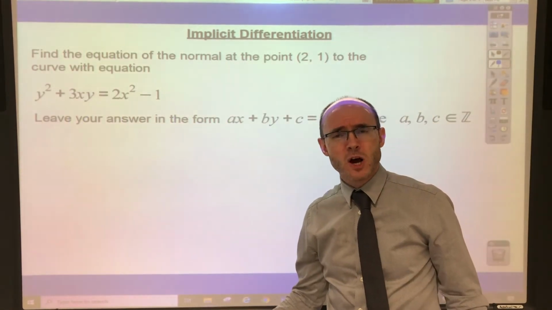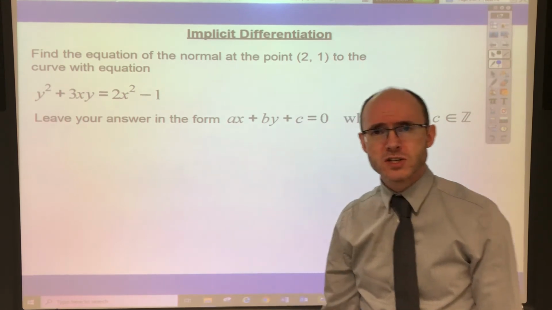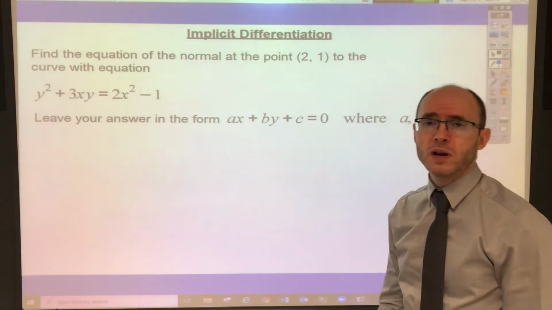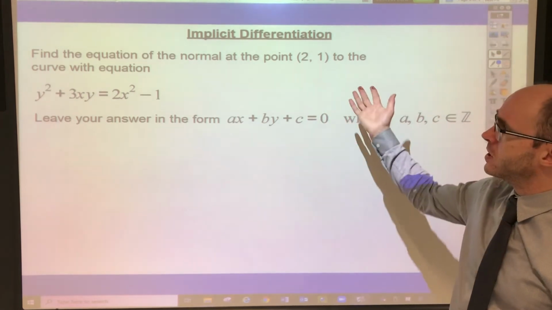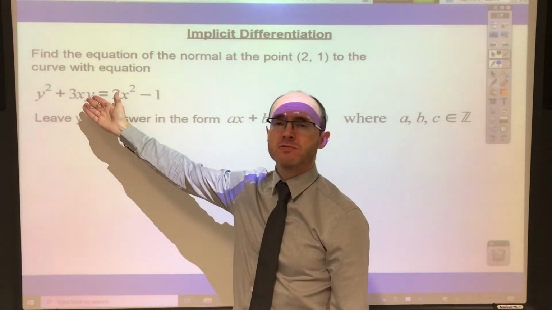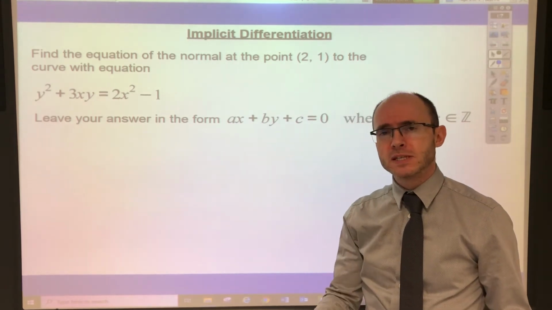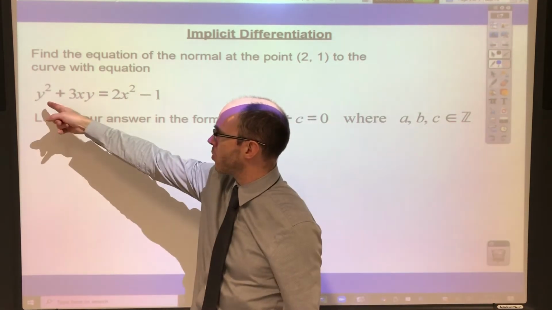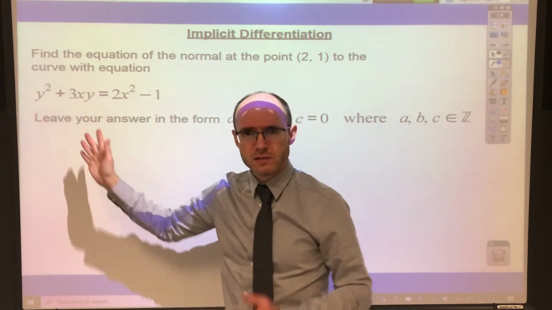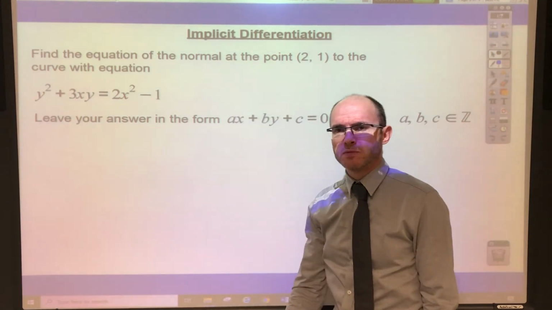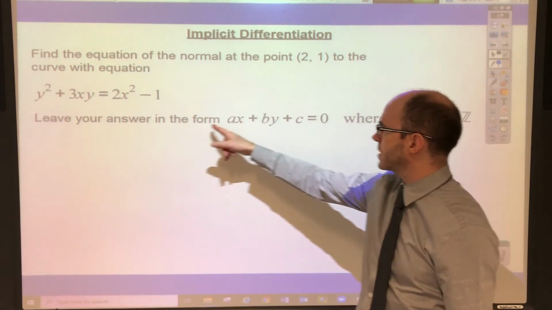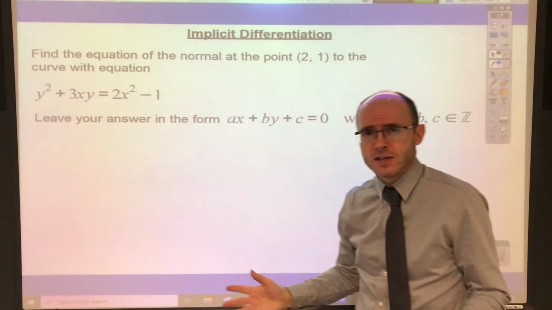So here's my second example, involving implicit differentiation. Find the equation of the normal at the point 2,1 to the curve of the equation y squared plus 3xy is equal to 2x squared minus 1. So notice again the need for implicit differentiation. In our equation here, we've got y squared and we've got y, and we're not in a position to make y the subject. It says leave your answer in this form. All right, so let's go ahead and do that.